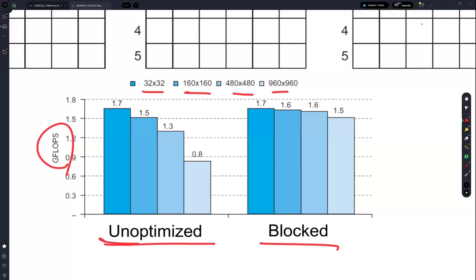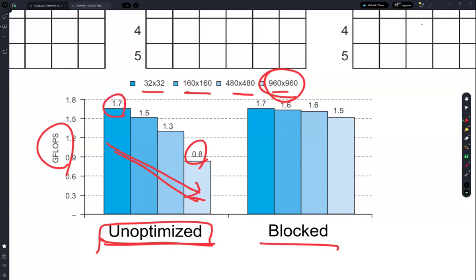For the unoptimized version, as the matrix size is increased, you can find that the performance is dramatically reduced, right? So 0.8 and 1.7. The performance is nearly half of that of the small matrix. But if we just apply the blocked matrix multiplication, we can find that the performance drop is very small, right? So what does that mean?